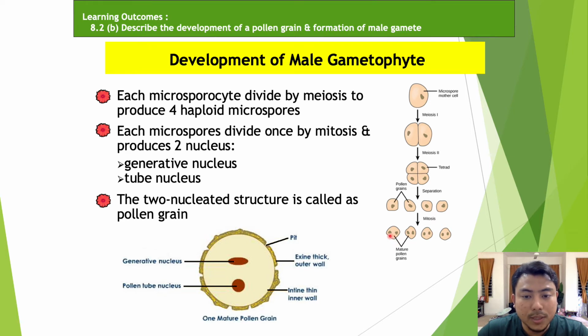One of the nuclei is called the generative nucleus. The other nucleus is called the tube nucleus. The two-nucleated structure is called a pollen grain. Now, jadilah these are the pollen grains. There are 4 pollen grains. So inside this pollen grain, we have the generative nucleus, and the other one is the pollen tube nucleus, or in short form, the tube nucleus.